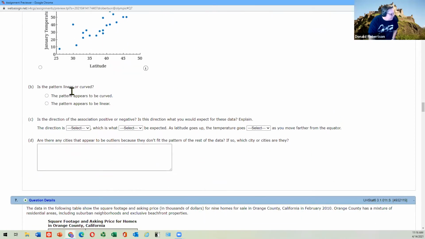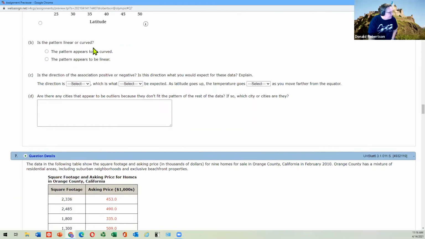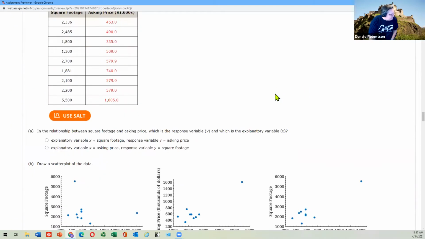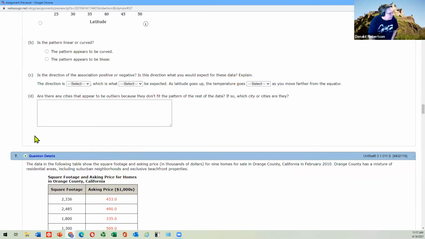And here is basically talking about, is it linear or curved? Oh, good. They said curved for a change. So they do use curved. They don't always call it curvilinear. Just a stupid name. So you get that.